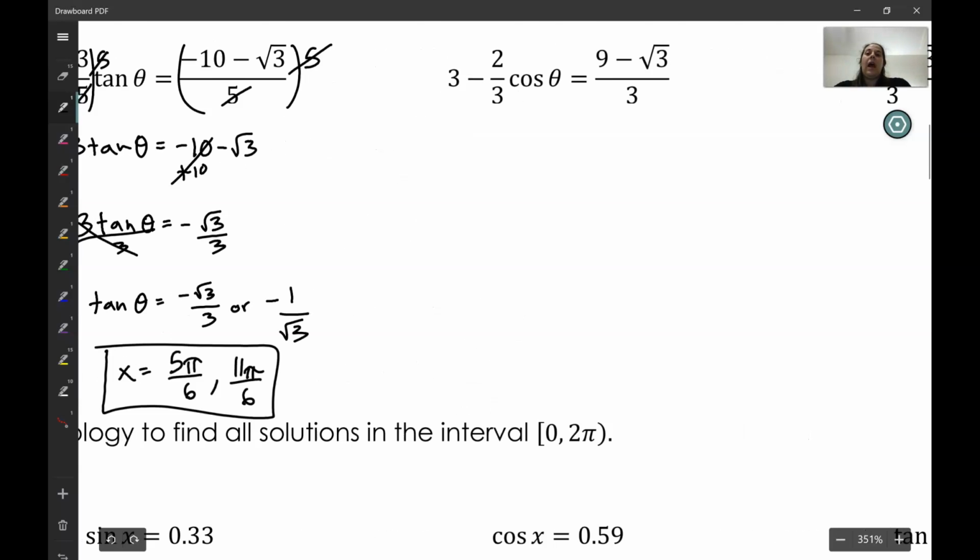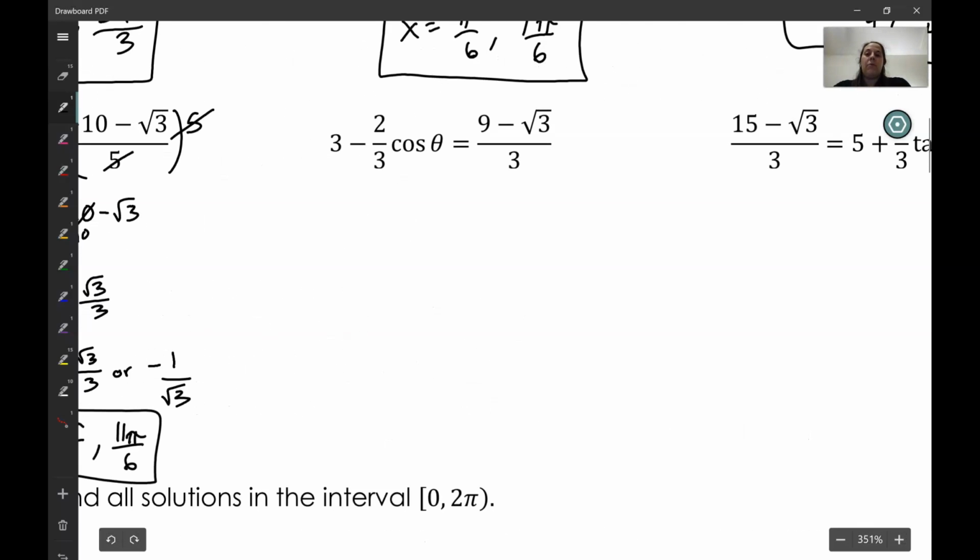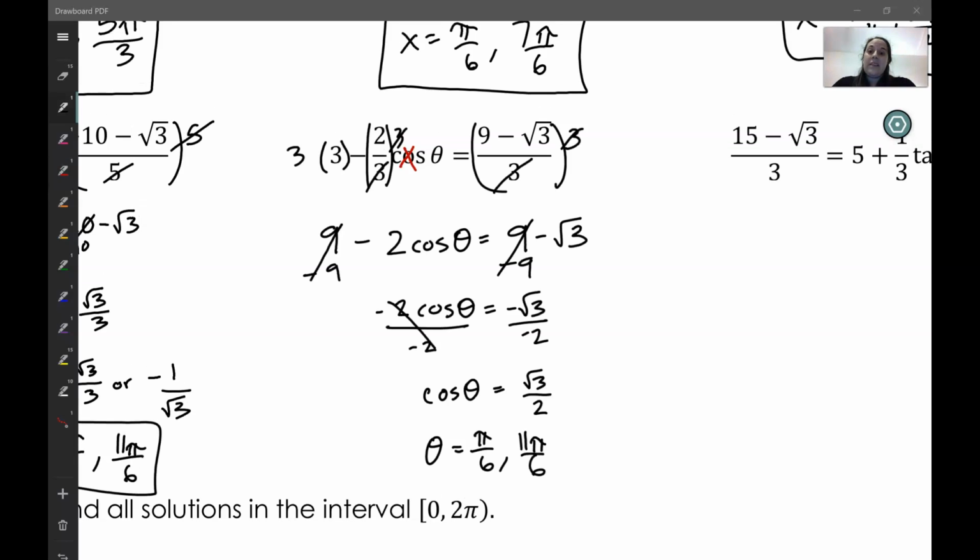Awesome. Okay, I want you to try the same process on this second one. Multiplying out by the denominator to make it go away, and then solve for cosine. And then remember, cosine is your x value, so you're going to look for where the x values equal whatever your answer is. So pause the video, try this middle one out on your own, and then come back and check your answer. Let's see how you did.